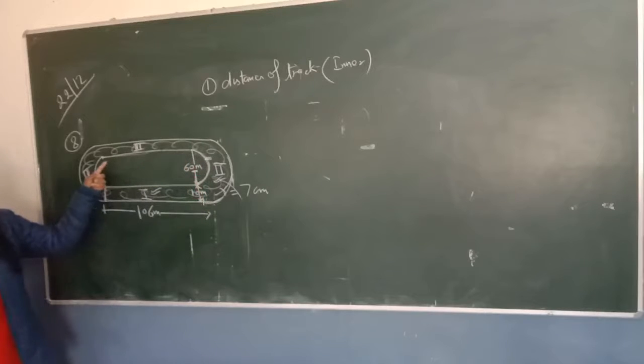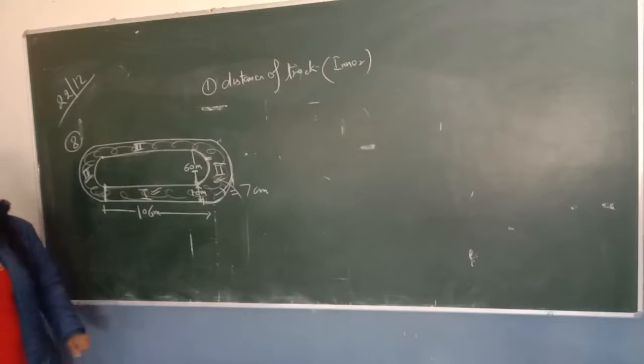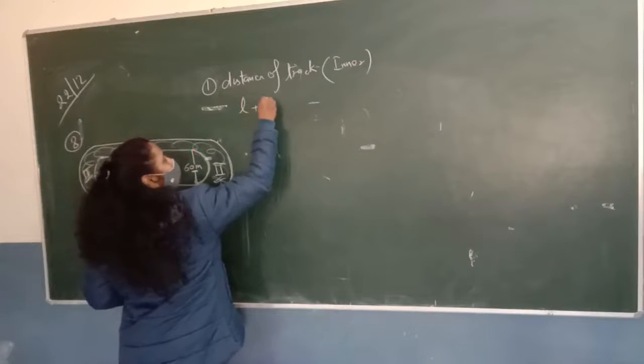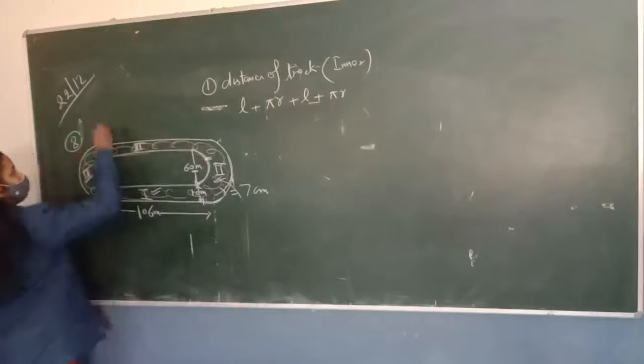And then again this length is 106. And what is the length of this one? Pi r square is the area of the circle. So what is the circumference of the circle? Pi r square is the area. Okay, pi r upon 2. Okay, sit down. So the distance of the track will be L plus pi r plus L plus pi r. First we should note down what is the radius of the inner part.